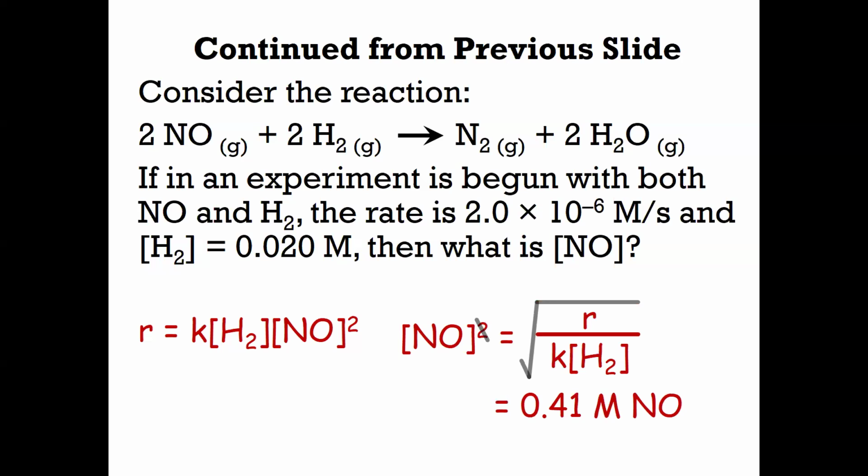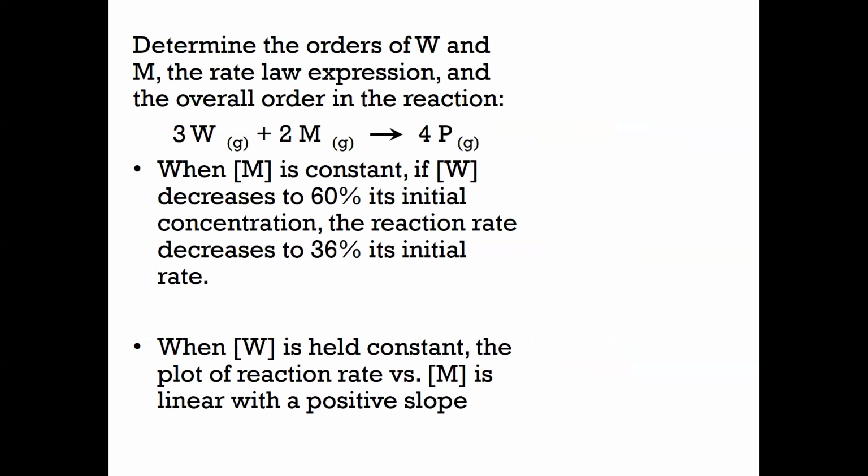It must be that because all reactions abide by their rate law. So if we know the rate, we know the rate constant, and we know the concentration of one of them, we can solve for the concentration of the other. Now, how about this question? We want to determine some information about a reaction: determine the orders of reactant W and reactant M, the rate law expression, and the overall order in the reaction.